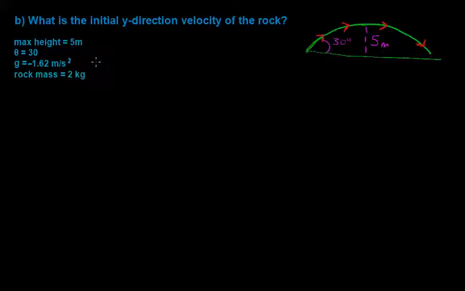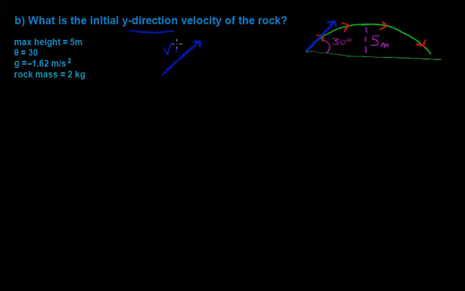So what we first need to consider is that we're not being asked for the initial velocity of the rock. We are being asked for the initial y direction velocity of the rock, which is important because when we visualize the initial velocity of the rock, we're thinking about a line tangent to the point where the rock is initially launched at, and this vector right here represents that. But we need to consider its components instead.